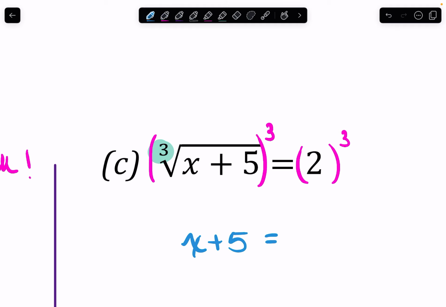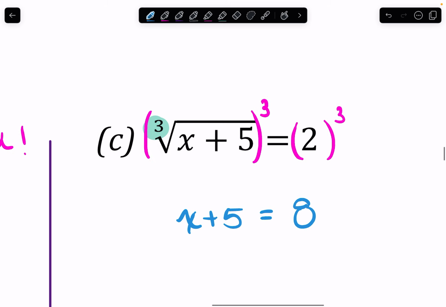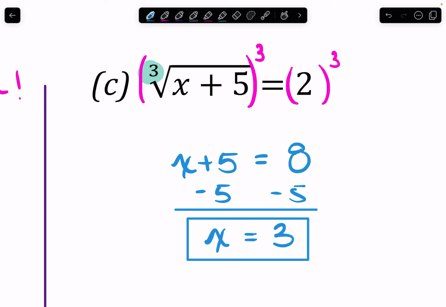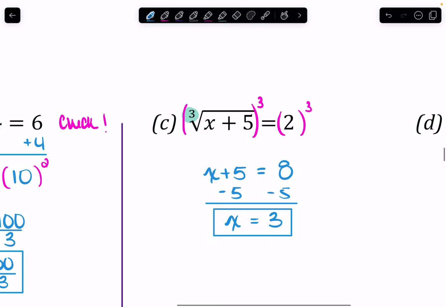2 to the third power. Careful, it's not 6, it's 8. Then we're going to move our 5, and we get x equals 3. Like I said, all solutions for cube roots are valid. You can check to make sure you did your algebra right, but you don't have to check for extraneous solutions.